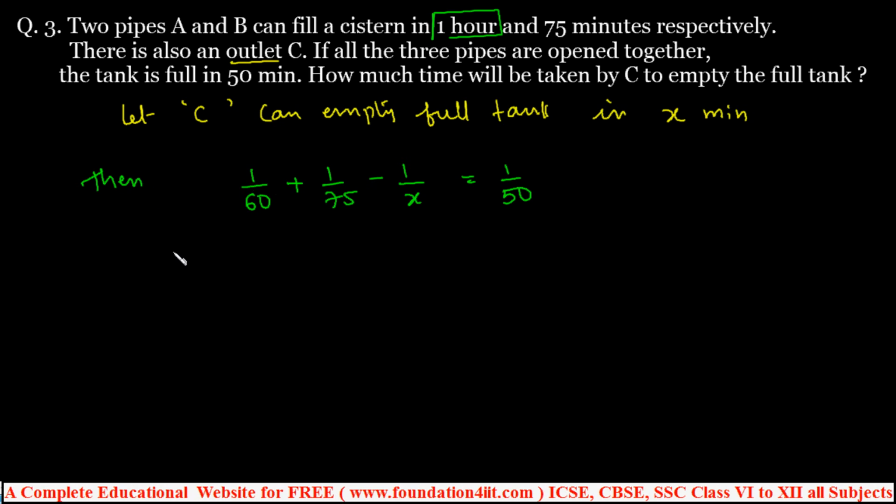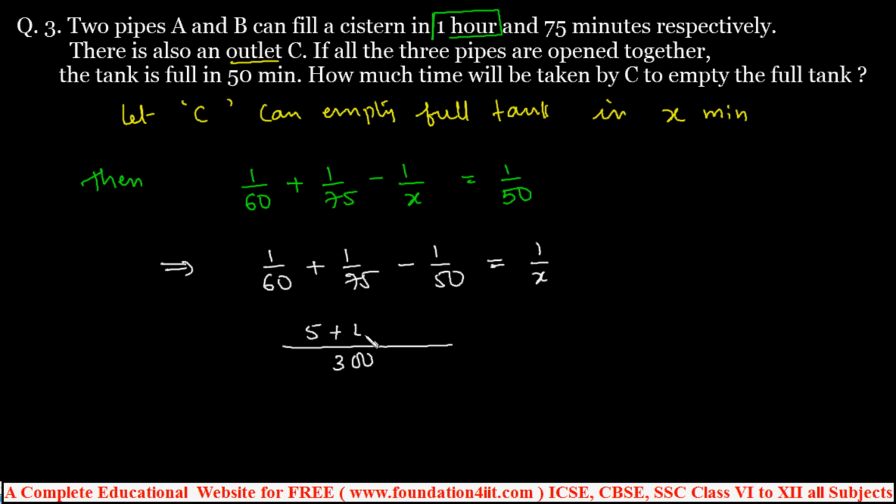Now from this we can simplify. Take the x terms to one side: 1 by 60 plus 1 by 75, take 1 by 50 to this side, minus 1 by 50, is equal to 1 by x. Now we can simplify this. 1 by 60 plus 1 by 75 minus 1 by 50. 300 is the LCM, right? 60 into 300, 5 times, plus 4 minus 6, over 300, is equal to 1 by x. 5 plus 4 is 9, 9 minus 6.